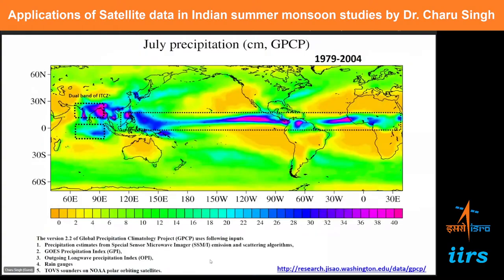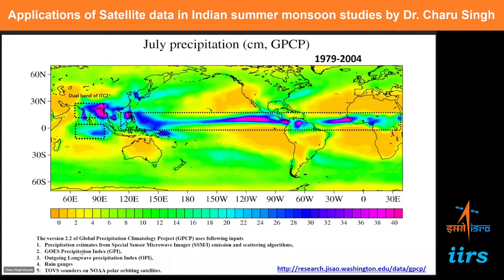There is another important feature of Indian summer monsoon. The data is basically GPCP, the Global Precipitation Climatology Project, which uses several inputs from satellite, like it takes precipitation estimates from Special Sensor Microwave Imager, emission and scattering based algorithm. This is basically a microwave imager which uses two different algorithms, scattering based for the land region, emission based for the oceanic region. So the rainfall or the precipitation retrieved from this particular satellite using these two algorithms have gone into this particular GPCP dataset as an input.